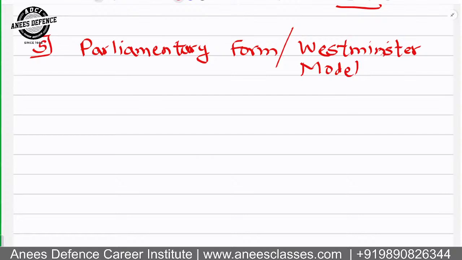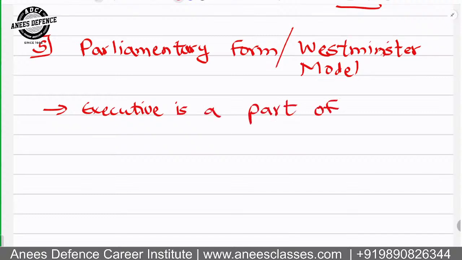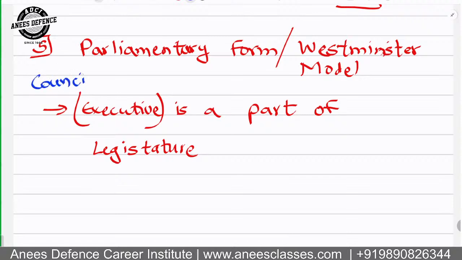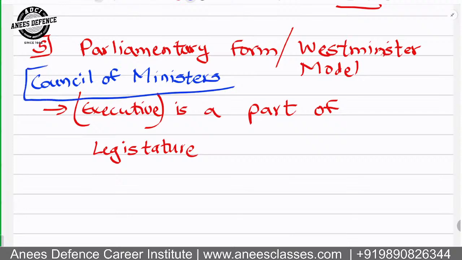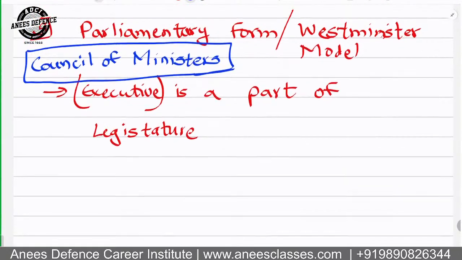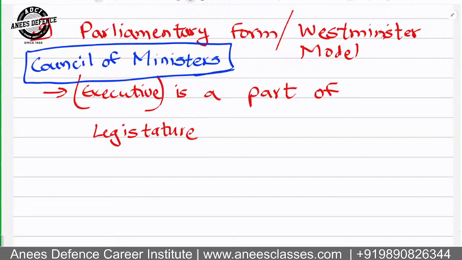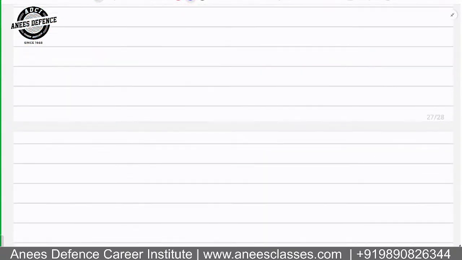The PM is the government. PM is the leader of the government. Executive is a part of legislature. Executive here means prime minister or council of ministers. And this is also one of the basic features of the constitution.